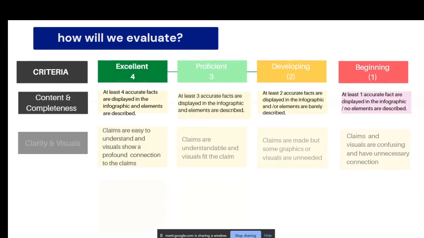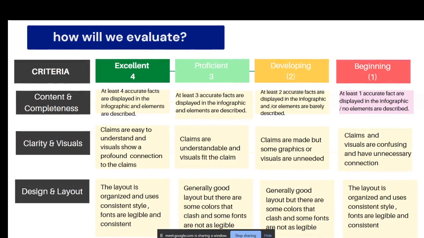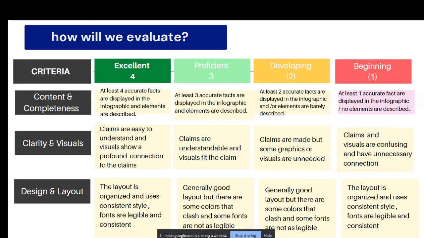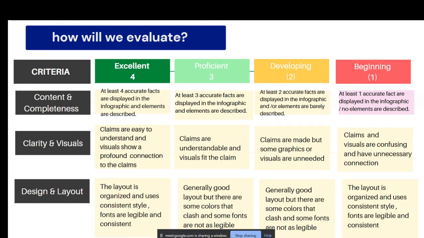And with regards to the resources or with regards to the criteria, pakibasa lang yung criteria. I also explain that later in the video. Pero you will be judged based on your content and completeness, the clarity and the visuals of your infographic, as well as the design and layout. So, pwede yan ma-measure or pwede yan natin makita.